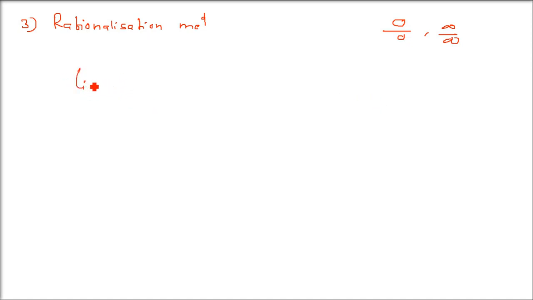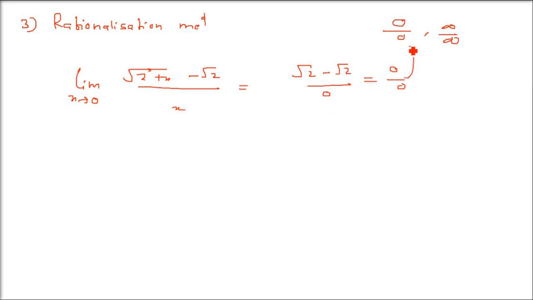So here let me show you, this is limit x tends to 0. Here we have root 2 plus x minus root 2 divided by x. So this x is tending to 0. If you put x as 0, you will get root 2 minus root 2 by 0. And this is of course 0 by 0, which is what we don't want. 0 by 0. So what do we do?